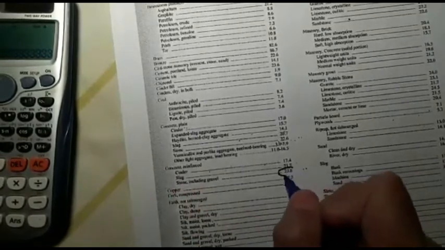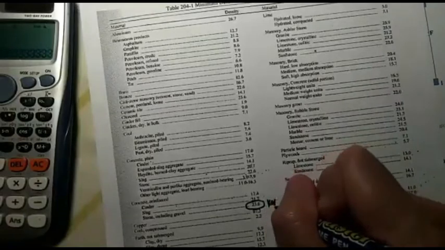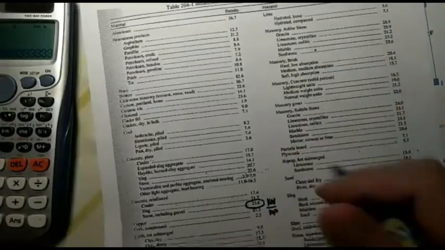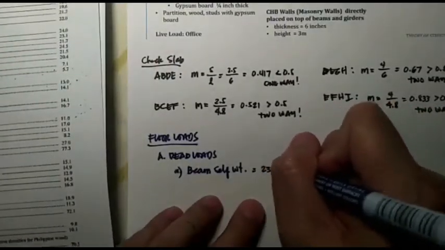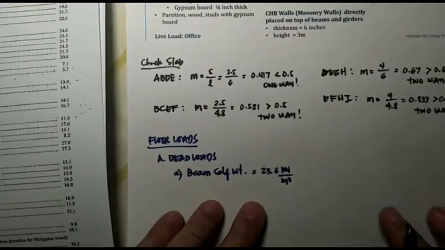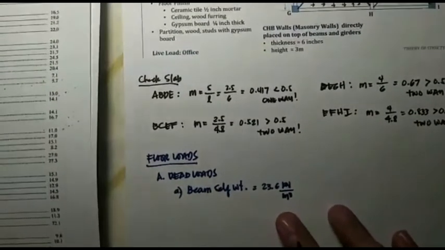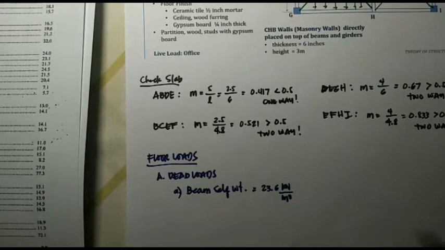So we will be using this one value, 23.6, that is kilonewton per cubic meter. So again, this is kilonewton per cubic meter. Okay, so that's the density. So from here, I'll be using 23.6 kilonewton per cubic meter. Now I want to solve for the load on a beam. So ibig sabihin, dapat ang load ko ma-express ko in terms of kilonewton per meter.